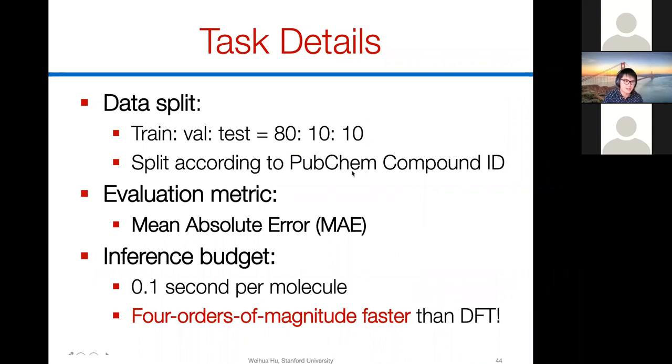To say some details about the task, we split the data in an 80-10-10 ratio, according to the compound ID of PubChem. Our evaluation metric is simply the mean absolute error. Our target is just a scalar, so we measure the average absolute error on the test molecules. We also have an interesting constraint on inference budget, because we want our machine learning model to be much faster than quantum computation like DFT. We constrain our inference budget to 0.1 second per molecule, which is 4 orders of magnitude faster than DFT, so it can compute 1,000 or 10,000 times more molecules within the same time.